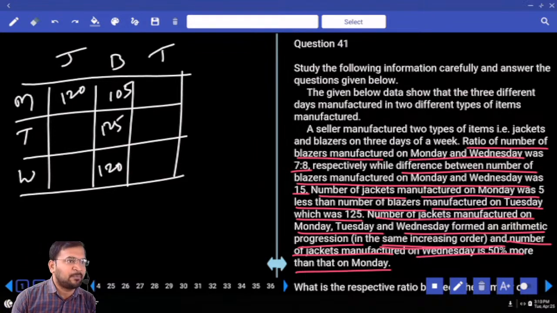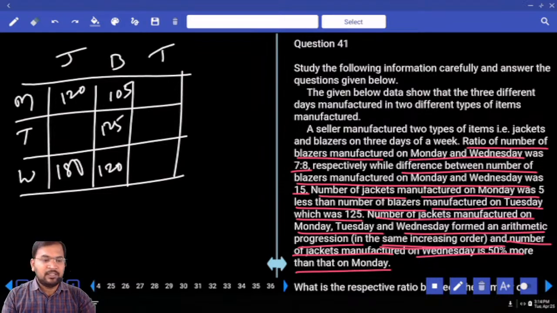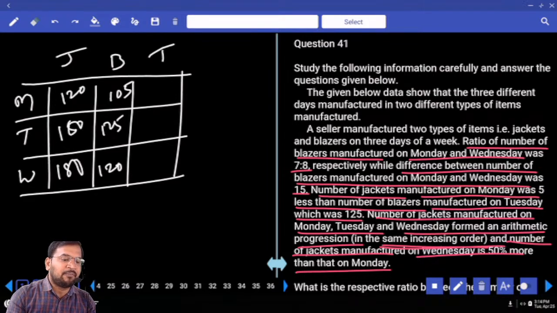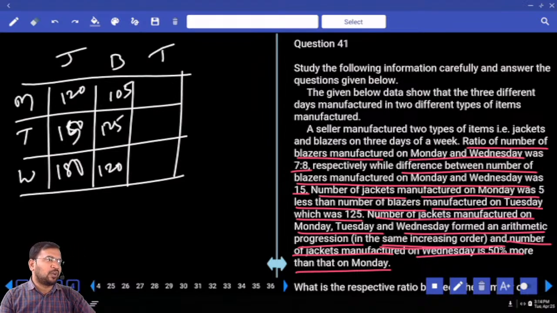And the number of jackets manufactured on Wednesday is 50% more than that on Monday. 50% more is nothing but 60 more, so 180. The difference will be the same. Here 120 to 180, the difference is 60. Divided by 2 is 30, so the middle is 150. 120, 150, 180 is an arithmetic progression in increasing order. Now the data is filled.